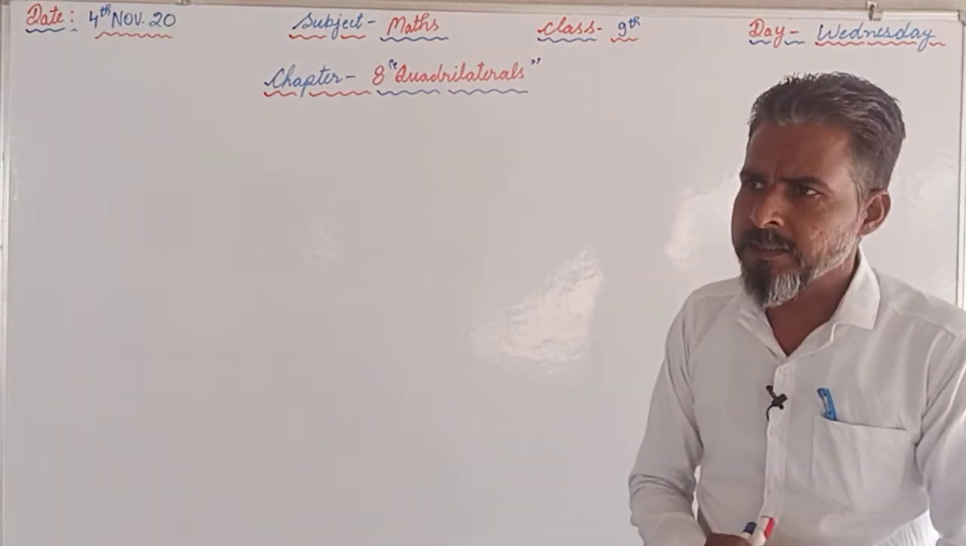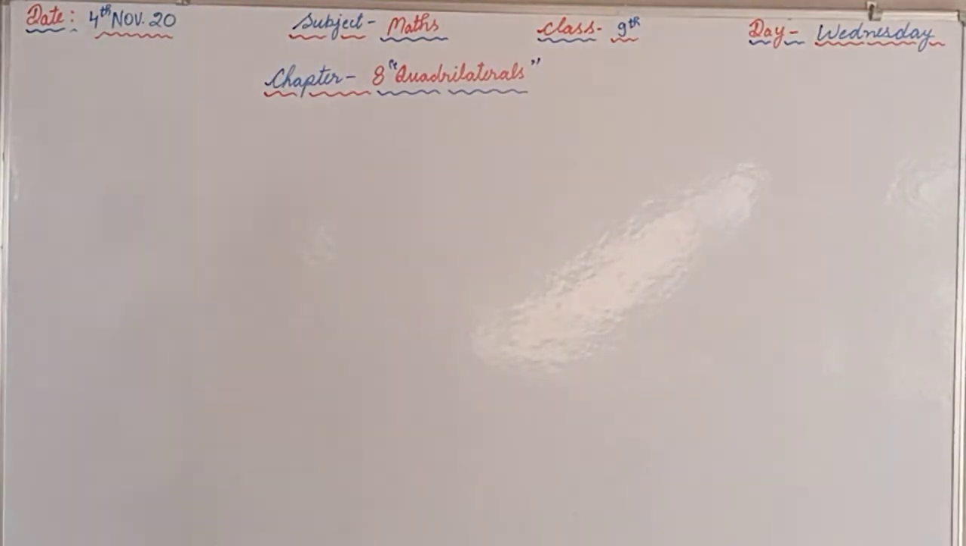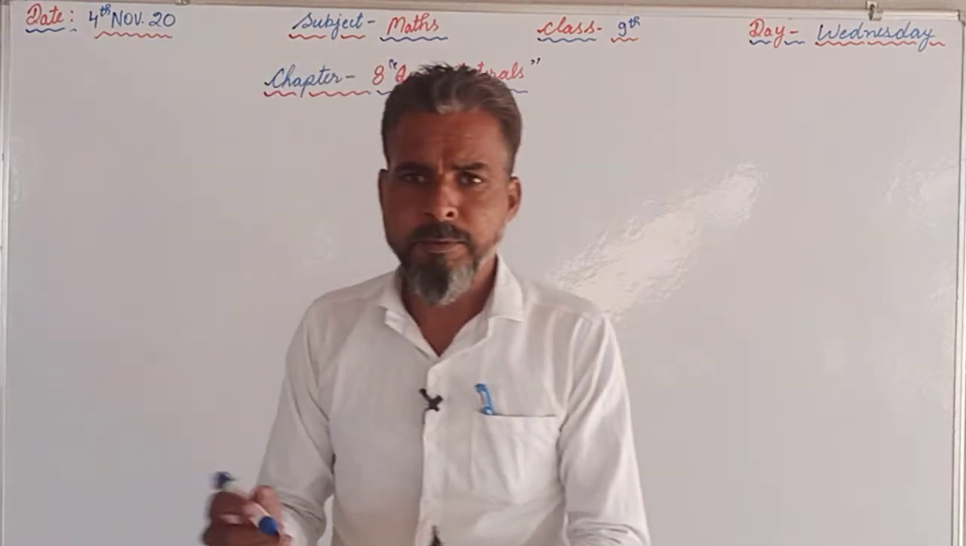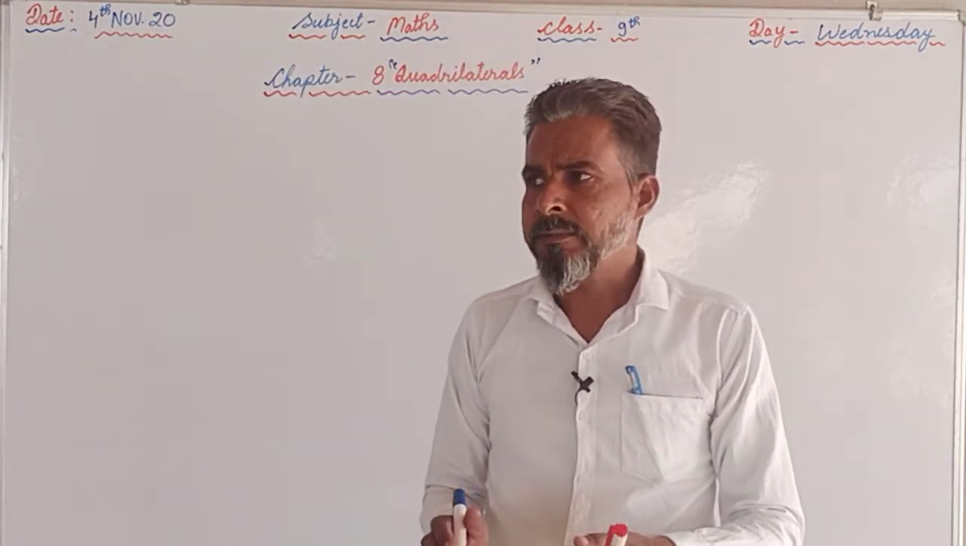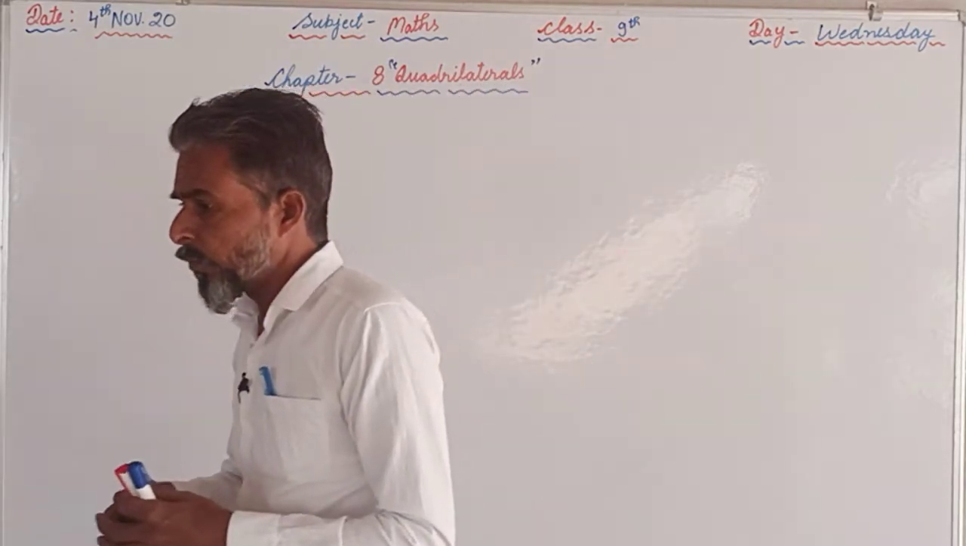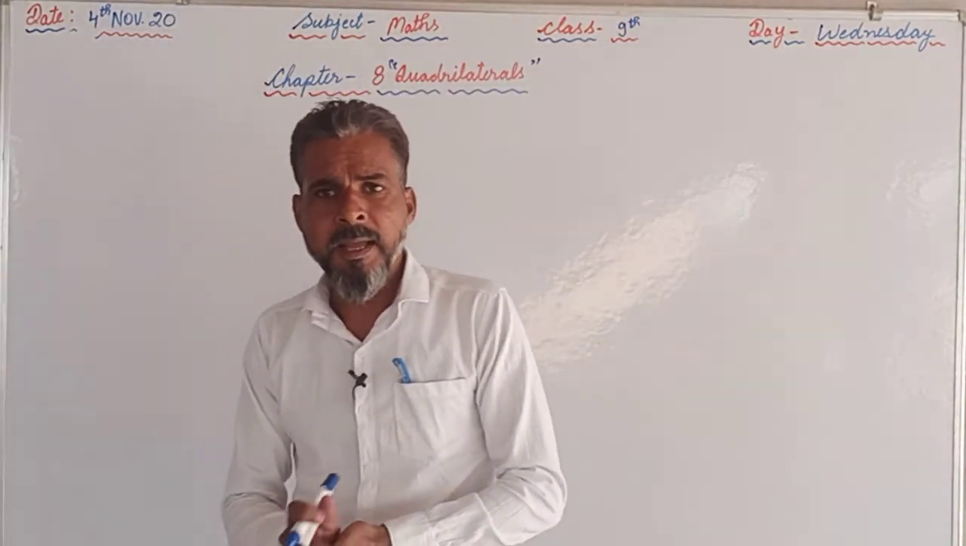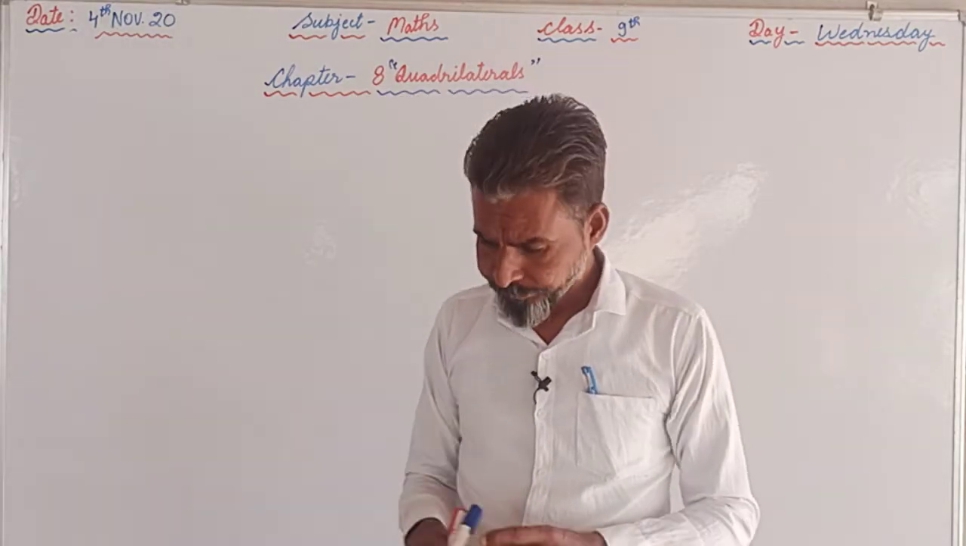This video is for class 9th and the subject is maths, and we have completed the chapter number 7, that is the triangles. So today we are supposed to start the chapter number 8, and the name of the chapter is quadrilaterals. First of all, what are the quadrilaterals? Quadrilaterals are the four-sided closed polygon, means any closed figure having four sides.